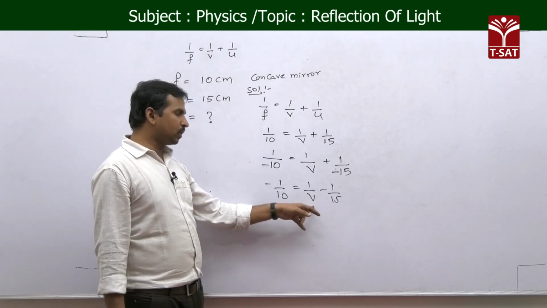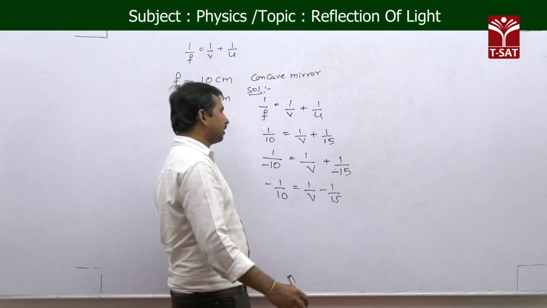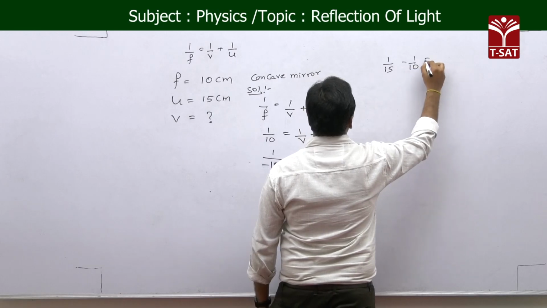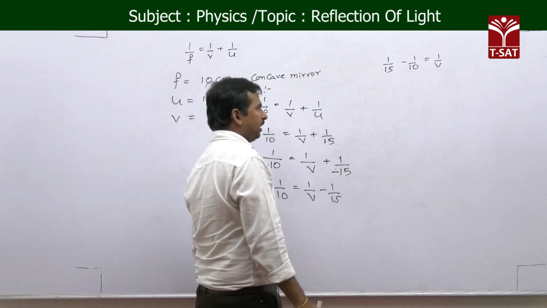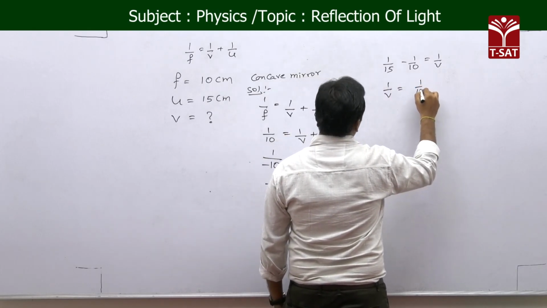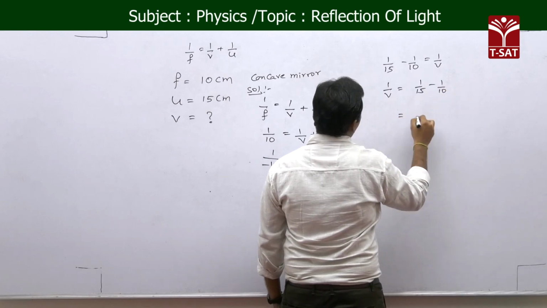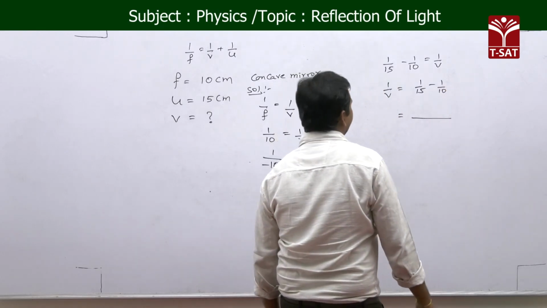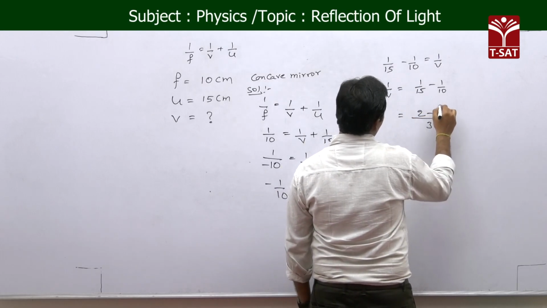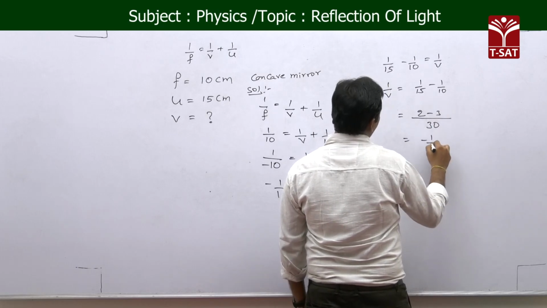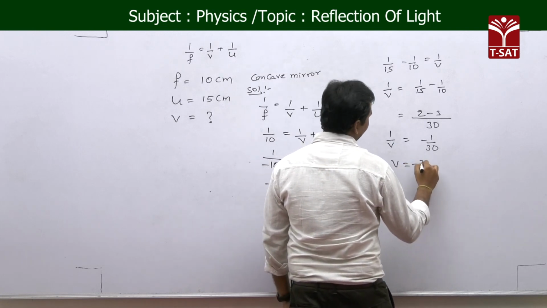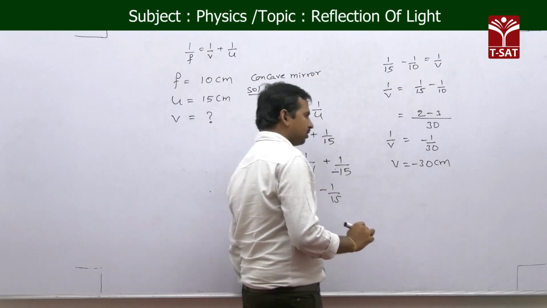Okay. Then what we need is the 1 by v value. So bring that 1 by 15 to this side. Then minus becomes plus: 1 by 15 minus 1 by 10 is equal to 1 by v. Then if you take the LCM of 15 and 10, you will get 30, 15 twos and 10 threes. So you will get minus 1 by 30, which is the 1 by v value. Then v becomes minus 30 centimeters.